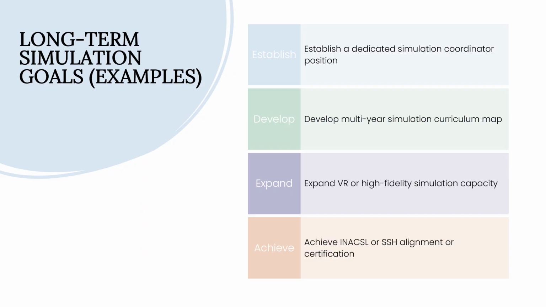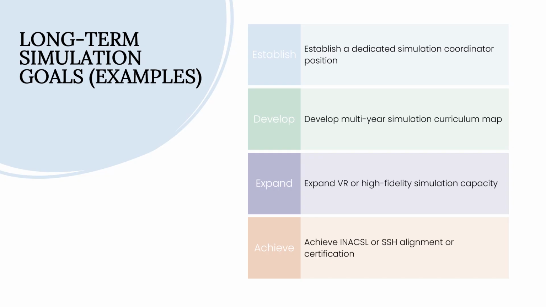Then we have long-term goals. These typically span 2 to 5 years and they reflect strategic planning. One long-term goal example is to establish a dedicated simulation coordinator position. This role must support faculty, maintain equipment, oversee scheduling, and ensure quality and consistency across simulation examples.